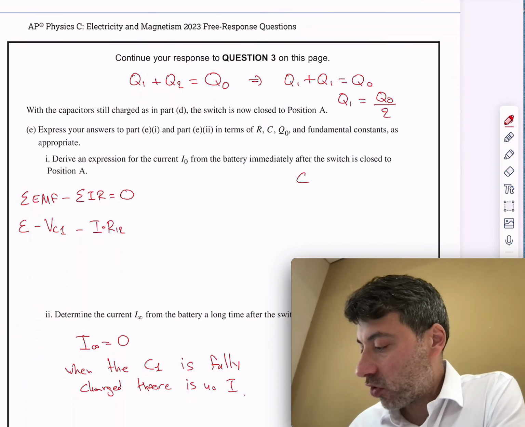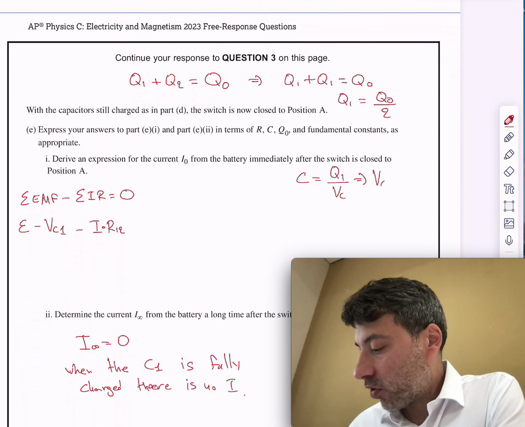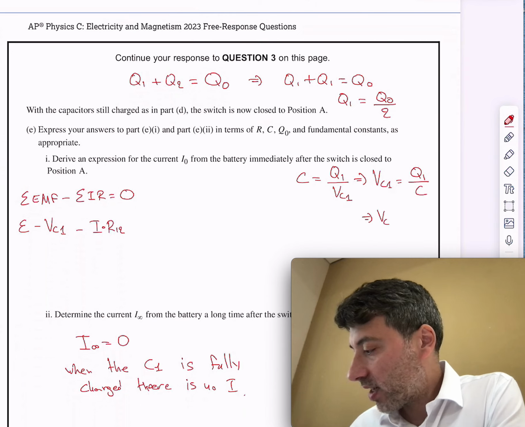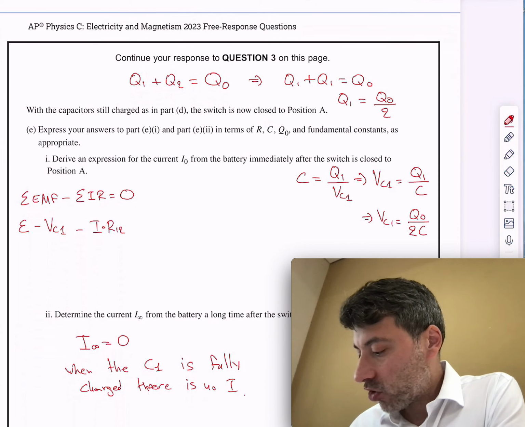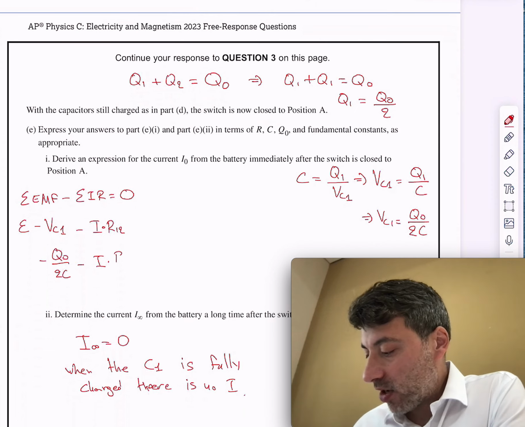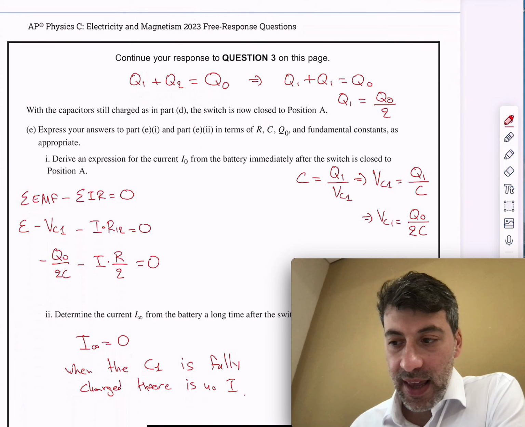So the first capacitor has a capacitance C, which is Q1 over the voltage of the capacitor. This means that the voltage of the capacitor 1 is equal to Q1 over C. So the voltage of the capacitor 1 is equal to Q0 over 2 divided by C, so Q0 over 2C. So the equation becomes E minus Q0 over 2C minus I times the resistance, which we had found to be R over 2. All of this is equal to 0, and we need to eliminate the E of the battery.